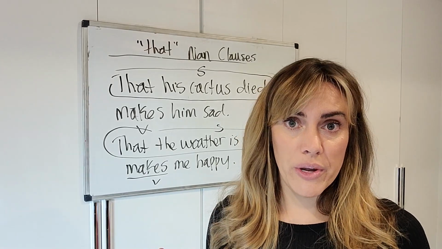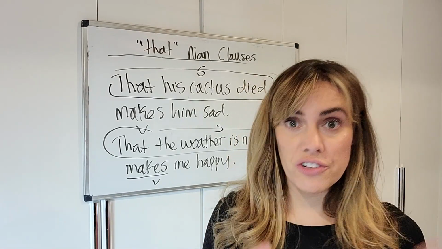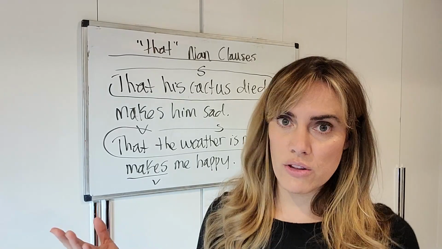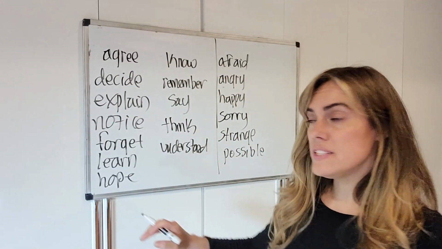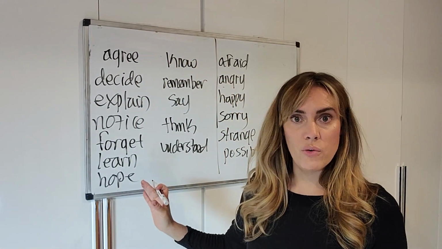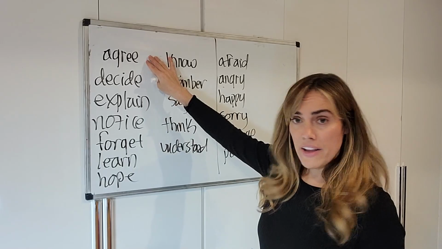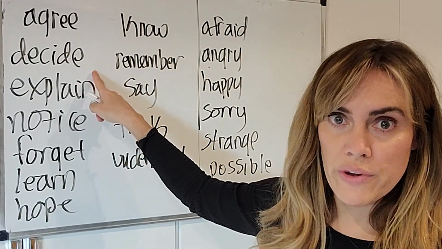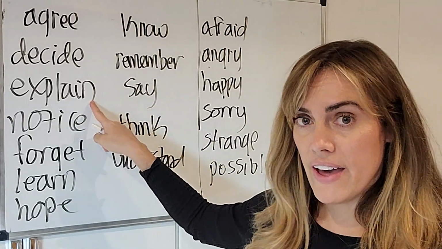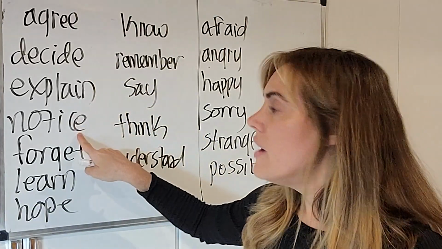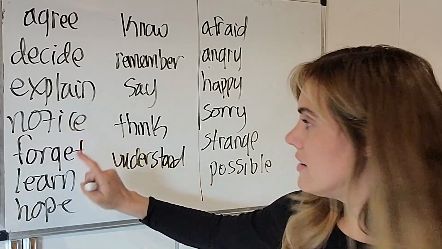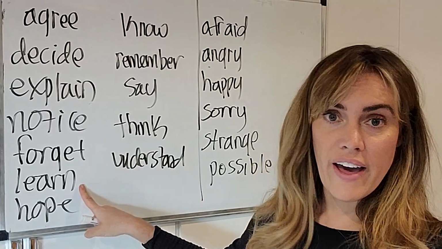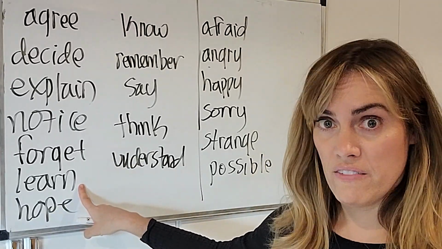Okay, and also I want to point out that there's certain adjectives and certain verbs that we use these noun clauses with most often. So let me give you a list of those. So here's a list of some common verbs that come before noun clauses. So I agree that it's nice today. He decided that he was going to help me. I explained that the paper was due right now. I noticed that you changed your hair. You forgot that you told me you were going to come. We learned that noun clauses can come at the beginning of a sentence.